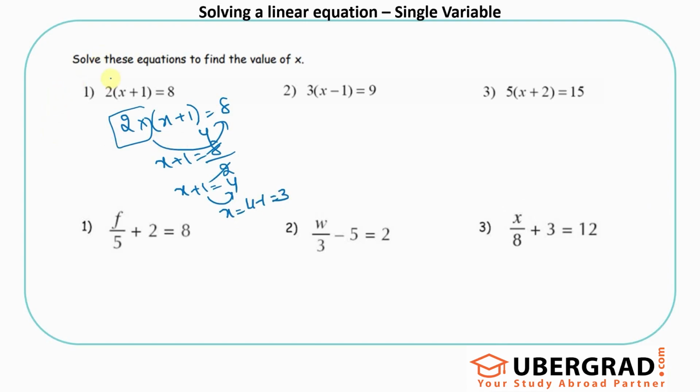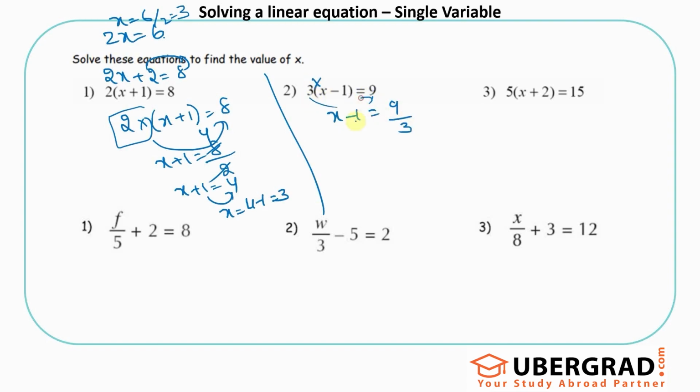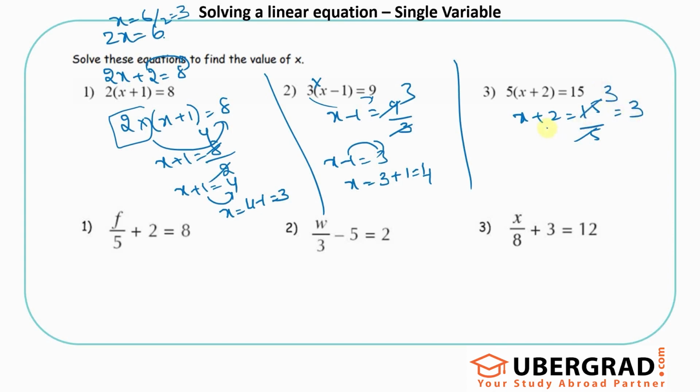Or I can also do it the slightly tedious way, that is 2x plus 2 is equal to 8. Send it that side. I get 2x is equal to 8 minus 2, 6. So x is equal to 6 by 2, that is 3. The same thing. What is the answer for this? x minus 1 is equal to 9 by 3, because 3 into x minus 1 becomes the denominator. So 3 3s are 9, so x minus 1 is 3, that goes that side, becomes plus 1, so 3 plus 1 is 4. This one also, x plus 2 is equal to 15 by 5, 5 3s are 15, plus 2 goes that side, becomes minus 2, 3 minus 2, that is going to be 1.